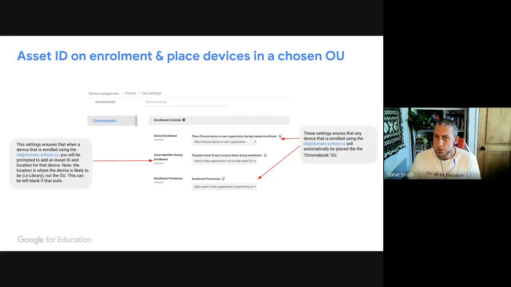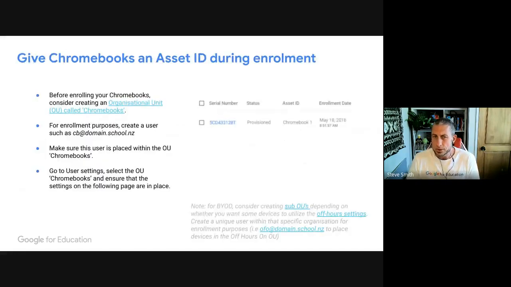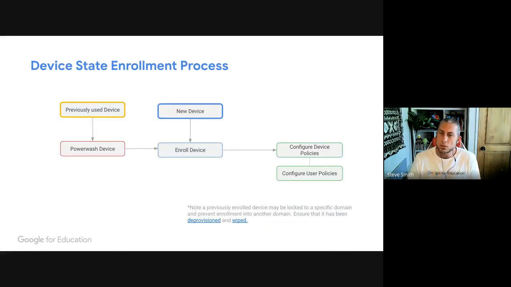So you can choose what's called an OU, or an organizational unit. Now, an organizational unit is an area of your domain where that device lives. And if you put students in one unit, teachers in another, you can manage how each of them works differently.